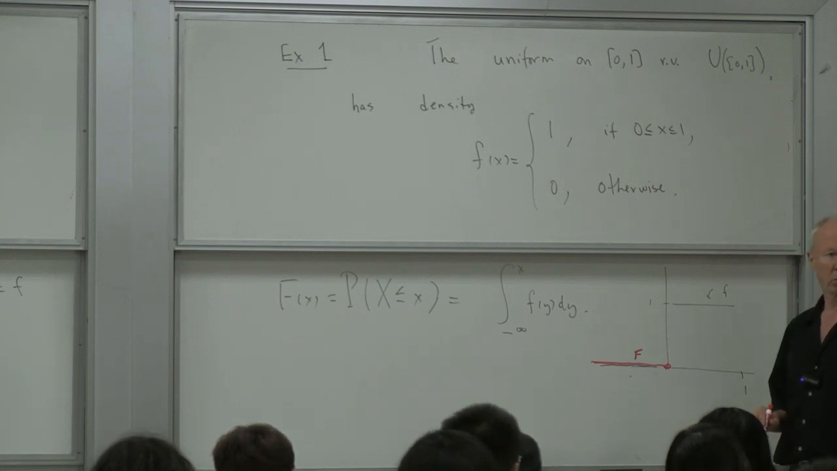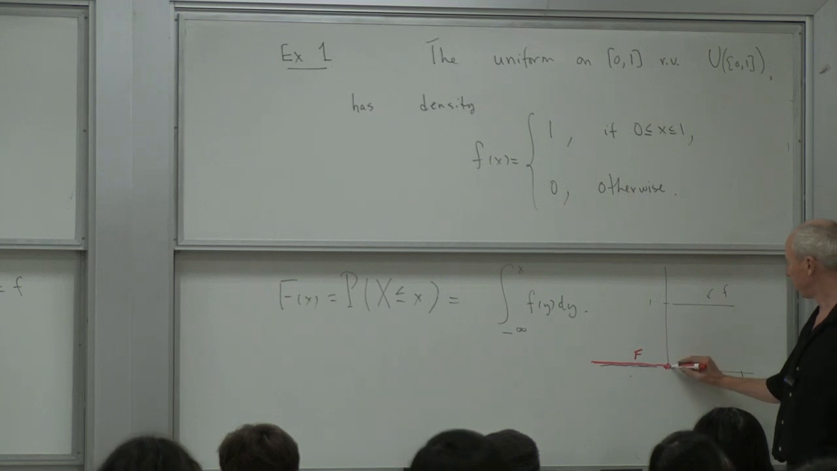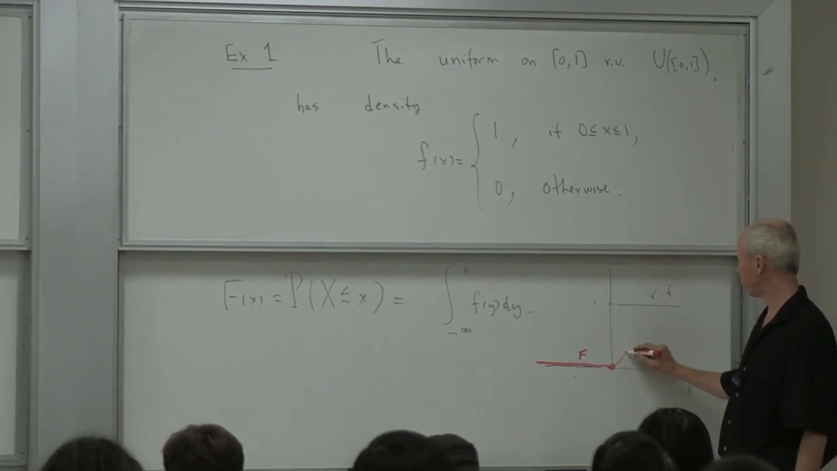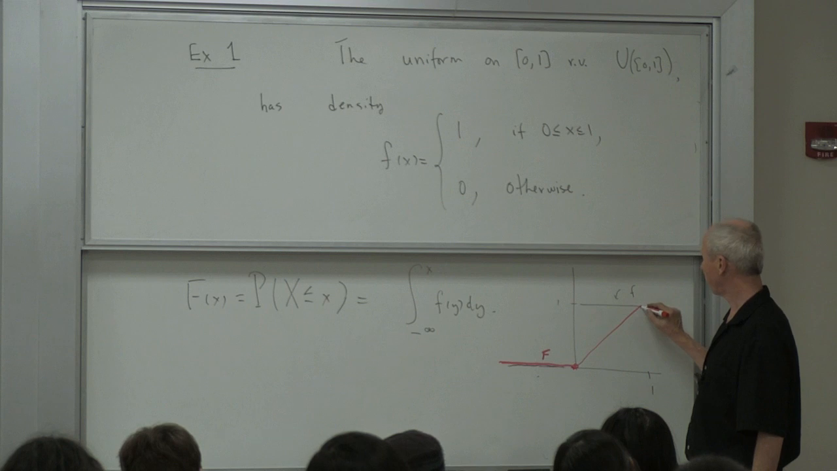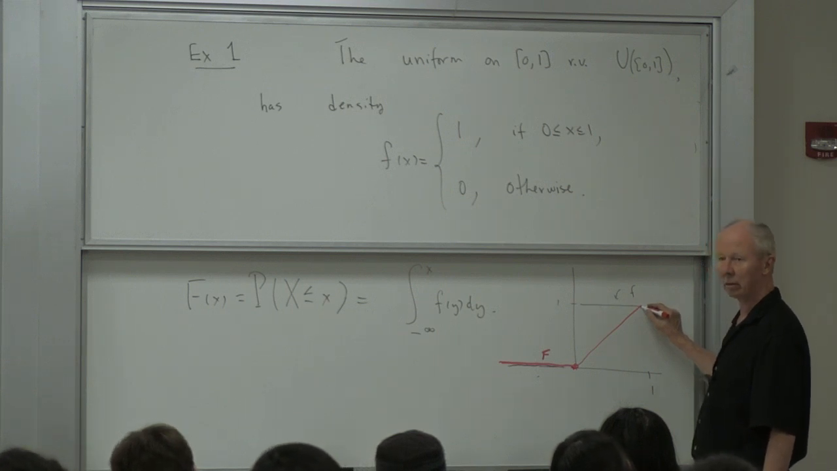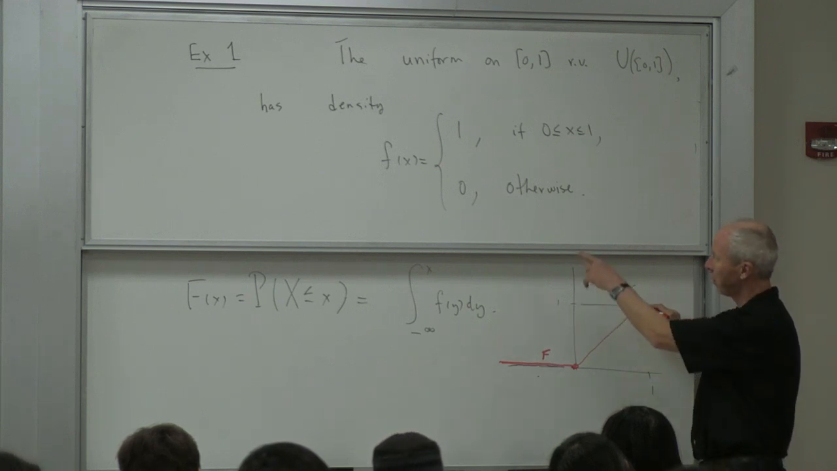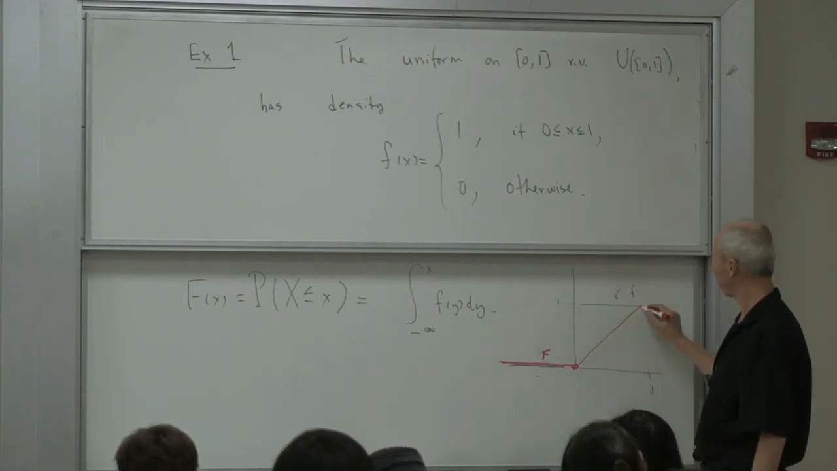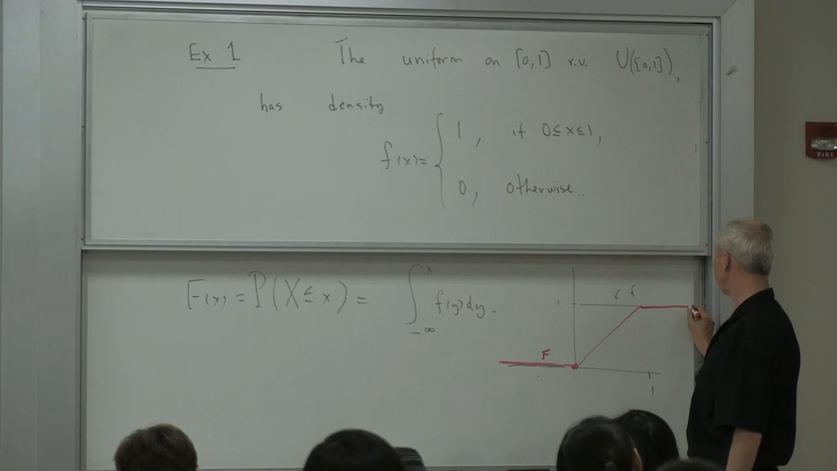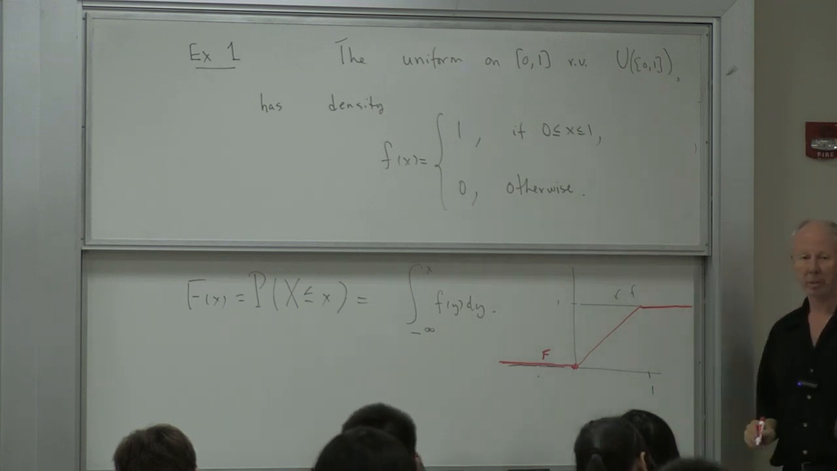So what does the graph of capital F of x equal to x look like? That's just a line with slope 1, and it goes up from 0 at x equal to 0 to 1 at x equal to 1. And then what happens after that? Do I get any more accumulation after that? Well, little f is 0 from there on, so I get no more. This is what capital F looks like. Okay?